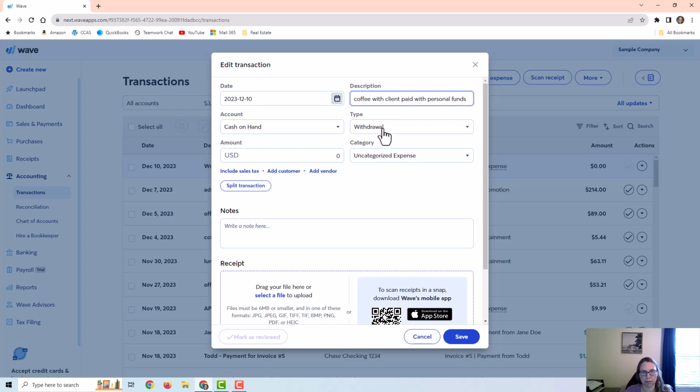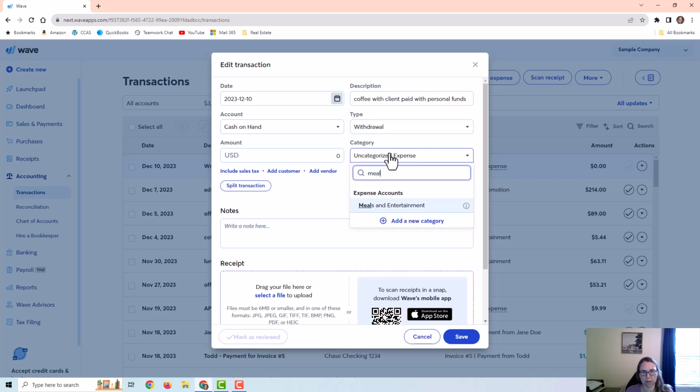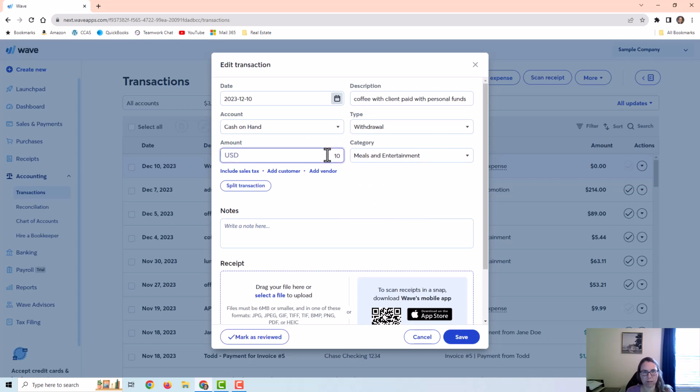and you would make sure this is a withdrawal. The category would be whatever expense category you think is appropriate. In this case, I'm going to use meals and entertainment. You would put in the amount, and then you could add any other details such as notes, upload a receipt, add a vendor, and so on.